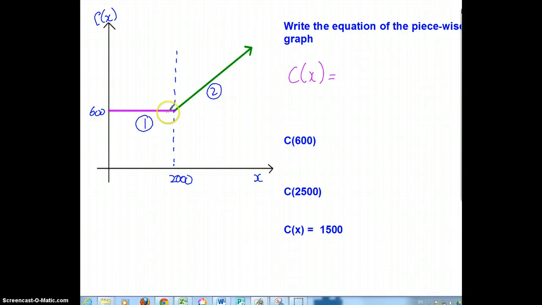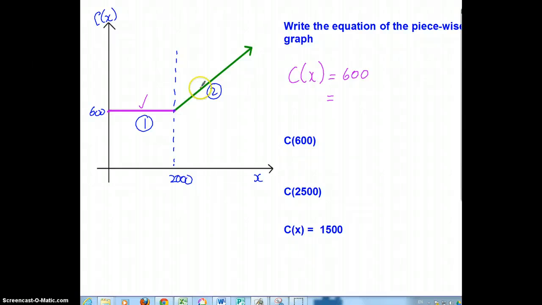Alright, well obviously we've got a horizontal line with a y-intercept of 600. We know that should be the equation y equals something, but in this case we're using function notation. So we'll have C of X equals 600 for this piece of our graph. We've done that. Alright, but what about the green piece of our graph? We know we have an increasing linear relationship, so somehow we've got to get the equation of that.